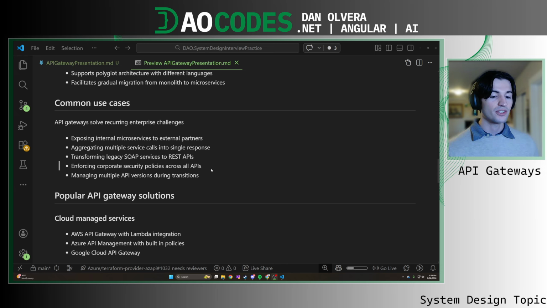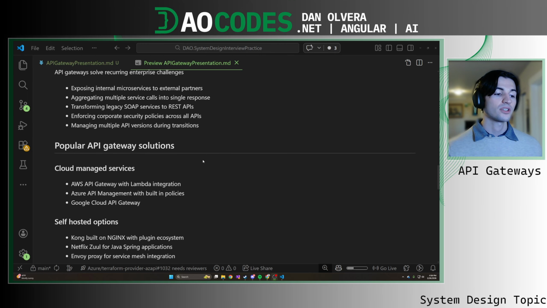This isn't just SOAP, but also things like MCPs. You can expose this in different ways. There's also security policies across all APIs that are enforced in a consistent and replicable way in gateways. Now, some of the most common ones are going to be Google's Cloud API, Azure API, and AWS API Gateway.